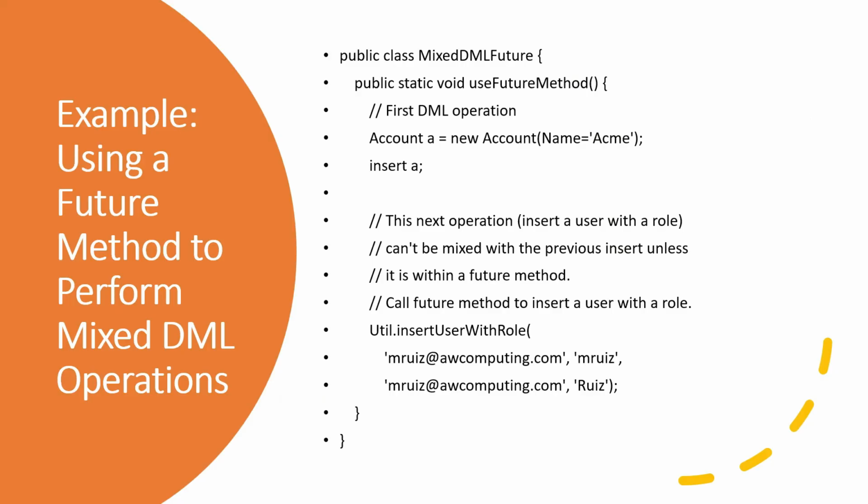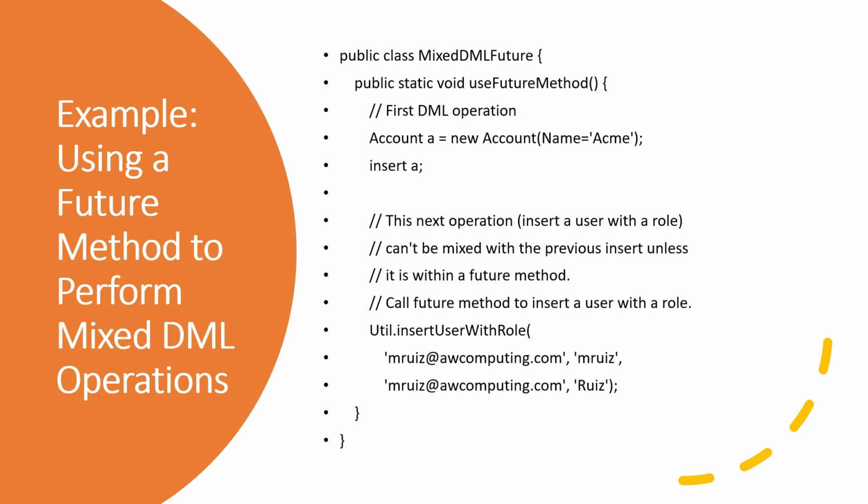So how can we achieve this? Let's understand with the example. Using a future method, we can perform mixed DML operation. So let's understand with the coding example here. Here is a class called MixedDMLFuture. In that class, we have a public static method. It is a void return type. The name is useFutureMethod.